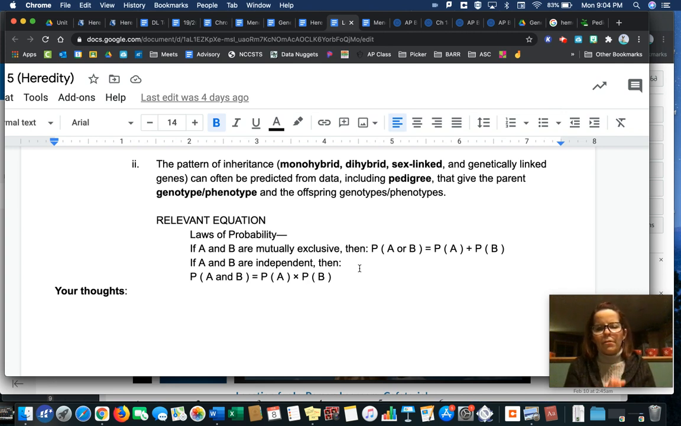Okay, can often be predicted from data, including the pedigree. So you need to be able to read pedigrees and predict whether they are, or identify whether they are dominant recessive or sex-linked recessive. They give the parent genotype and phenotype. So remember, genotype is the letters and phenotype is what it physically looks like. So somebody's genotype who has sickle cell trait might be AS, that's their genotype, and then their phenotype is that they have sickle trait.